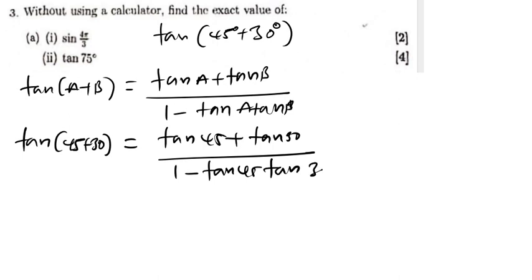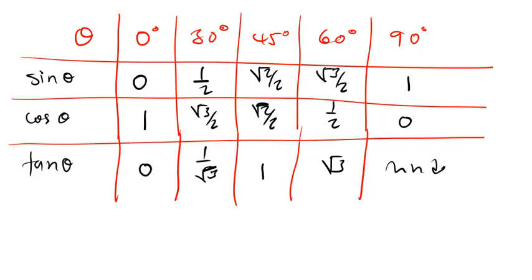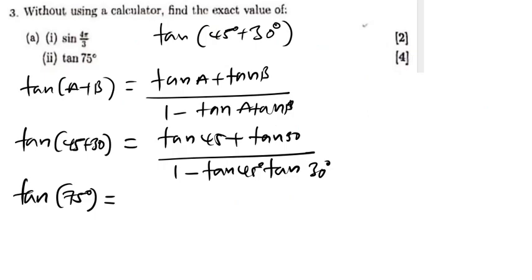tan 30 degrees. So what happens now is tan 45 plus 30 gives me 75 degrees. So what is tan 45? Tan 45 is 1. Then tan 30 is 1 over root 3. So the top is 1 plus 1 over root 3. Then here, 1 minus tan 45 times tan 30 is 1 minus 1 times 1 over root 3. Like this.